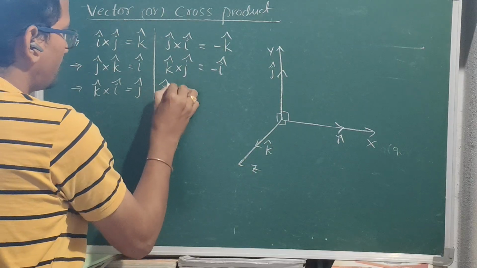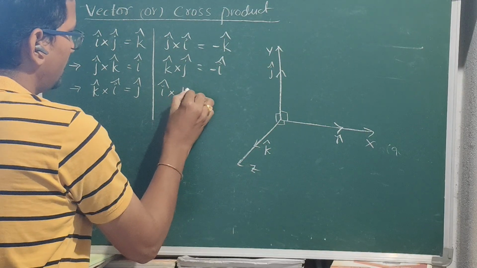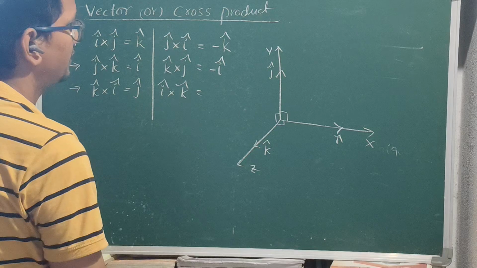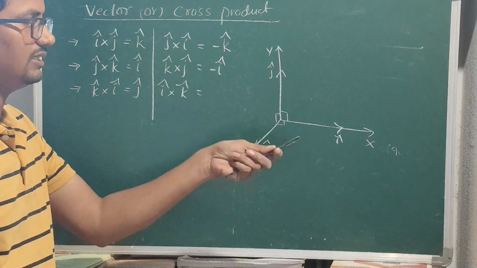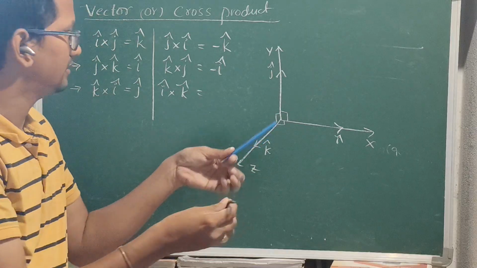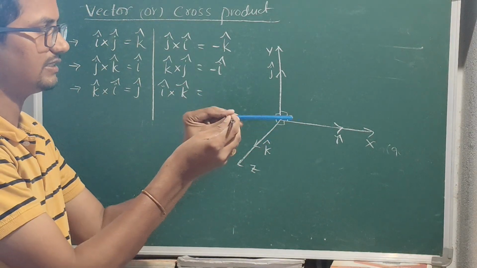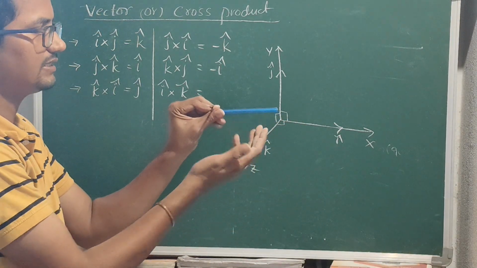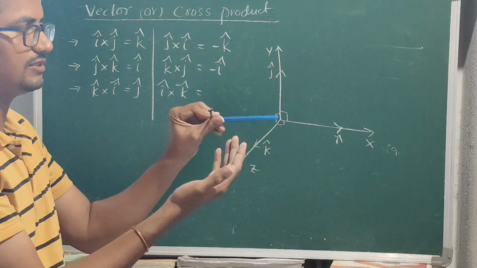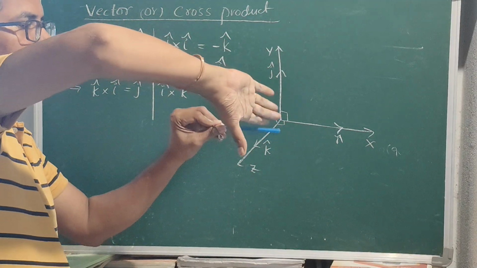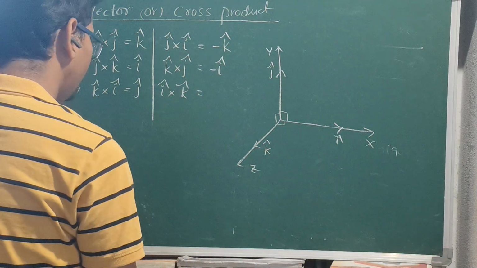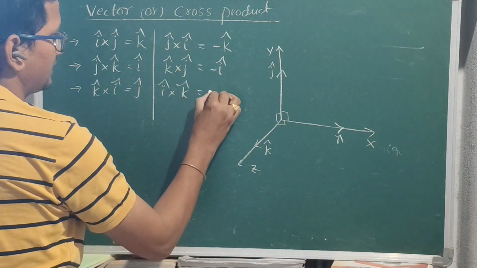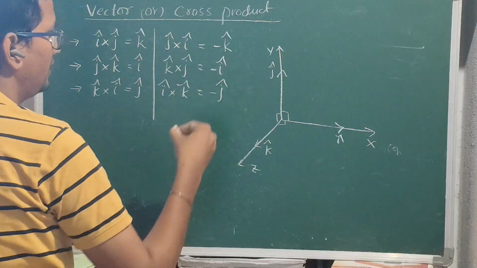Next one, i cap cross k cap. This is the x axis. This is the z axis. What need to do? X axis to y axis. This one in the downward direction. Downward direction means which axis is there? Negative y axis. Negative y axis means negative j cap.